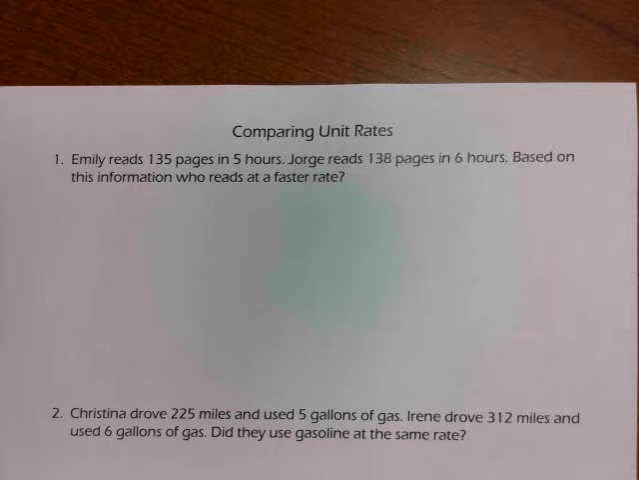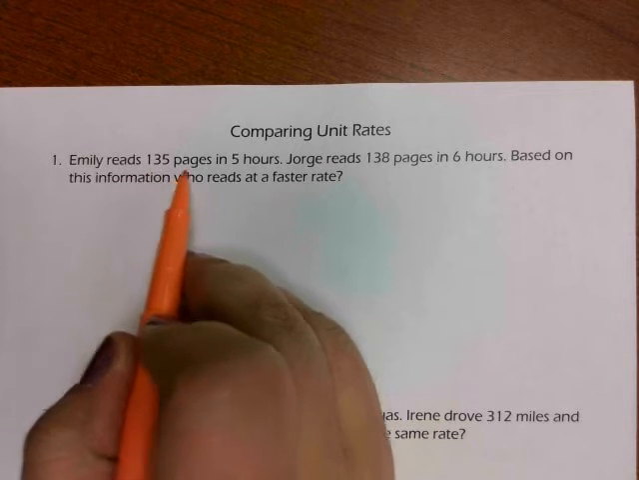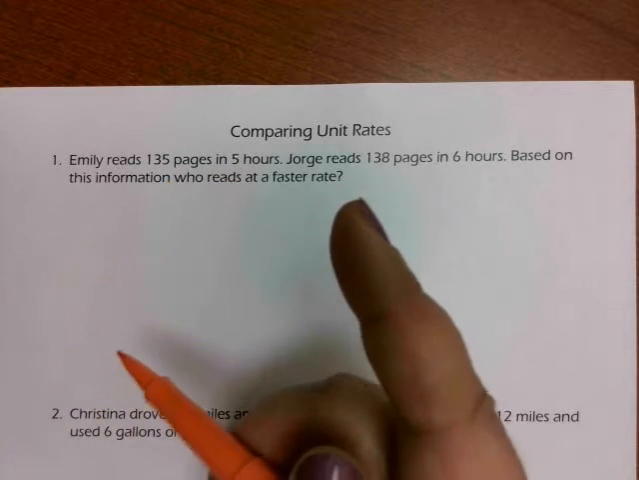Let's get started. All right, so number 1, we've got Emily reads 135 pages in 5 hours. George reads 138 pages in 6 hours. Based on this information, who reads at a faster rate? So what we're going to do is we're going to determine the unit rate for each individual person. So we're going to take Emily's 135 pages in 5 hours, and we're going to figure out how many pages she can read in just 1 hour.